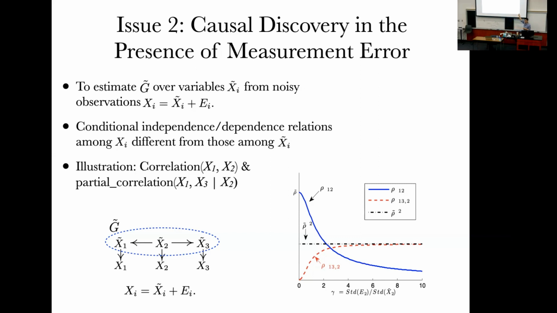Okay, so now it means that with measurement error, the world is kind of blurry. Conditionally independent variables may become conditionally dependent. Originally dependent variables may become less dependent.